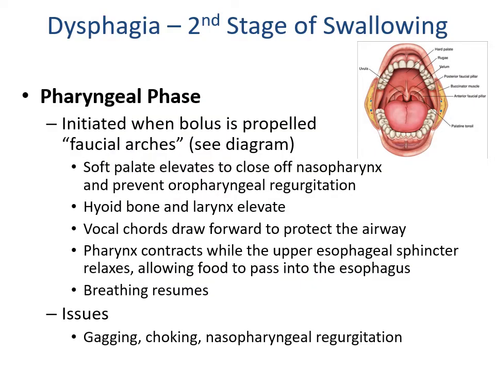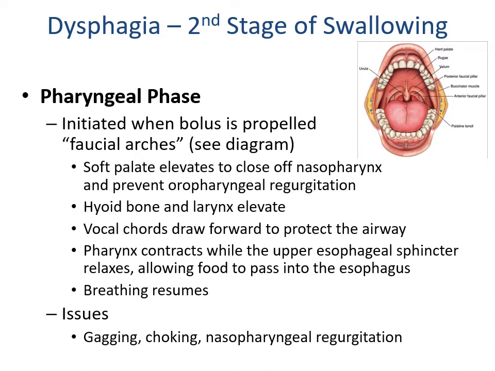The second stage is the pharyngeal phase. So this is when the bolus is propelled past the faucial arches. The soft palate elevates to close off the nasopharynx and prevent oropharyngeal regurgitation, which is a fancy way of saying that the flap at the back of your throat closes so the food doesn't go out your nose. If you've ever laughed while somebody was eating or drinking milk, we know the infamous result: it will come out your nose. So this is what protects you from that.